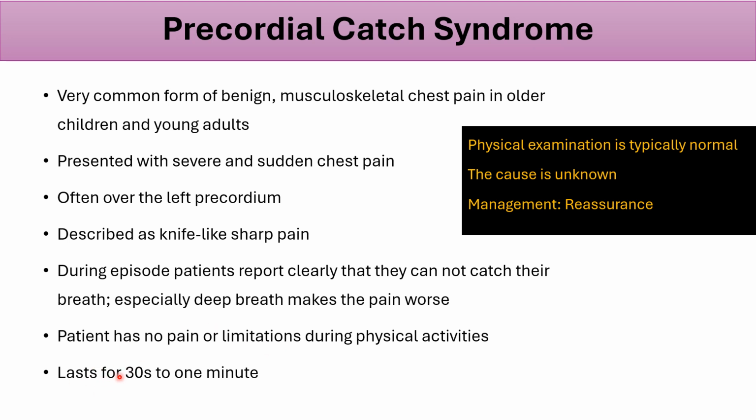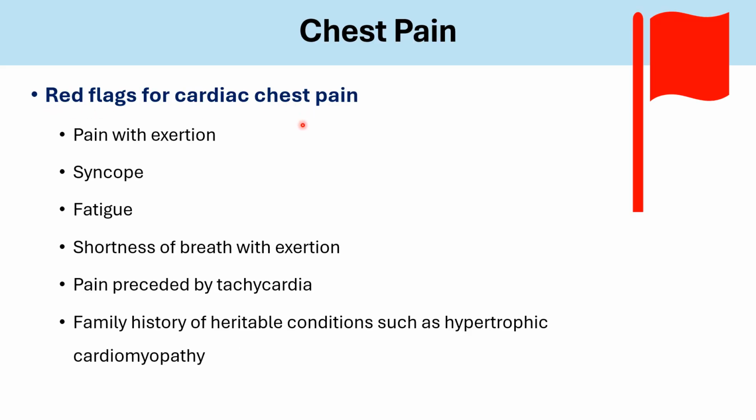The pain classically lasts for 30 seconds to 1 minute. Physical examination is typically normal, the cause is unknown, and the management is reassurance. No investigations are required whatsoever. Red flags for cardiac chest pain: ask for pain with exertion, pain with exercise, pain during swimming, syncope or collapse during exercise or while swimming, fatigue, shortness of breath with exertion or activities, pain preceded by tachycardia like cases of supraventricular tachycardia, and family history of heritable conditions such as hypertrophic cardiomyopathy.